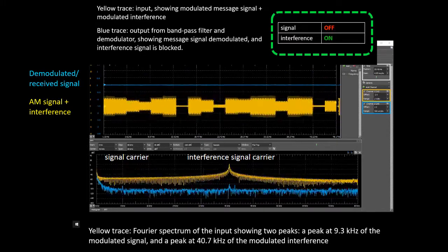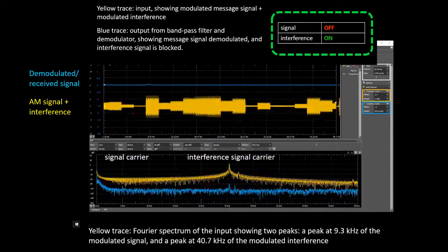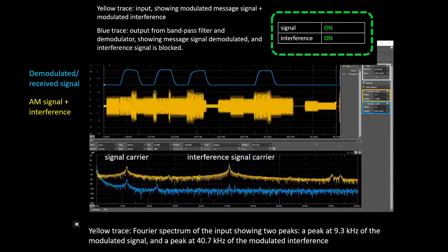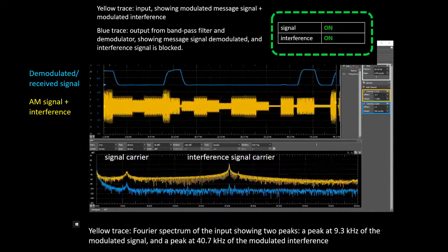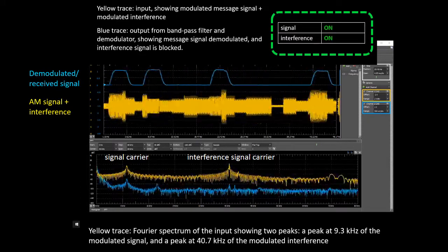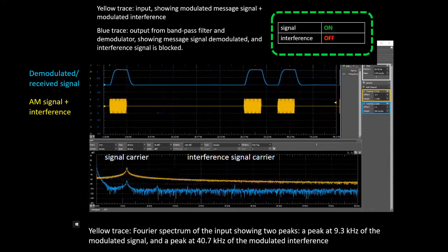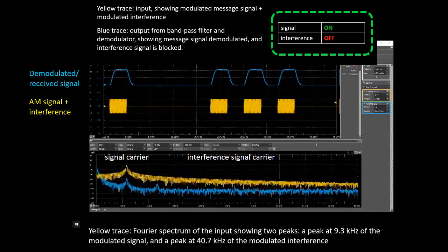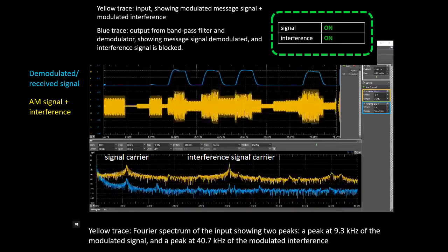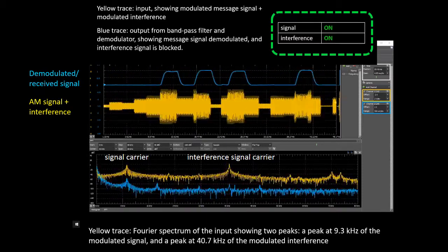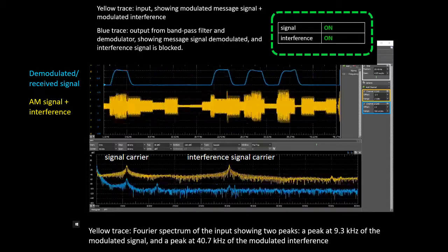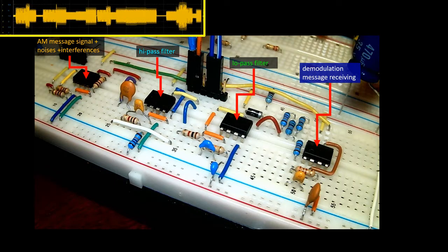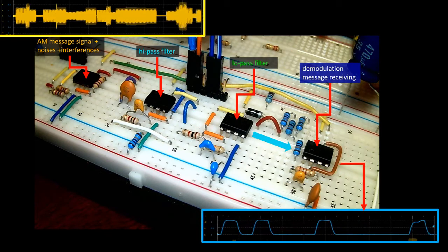In the following, the signal and the interference are alternately turned on and off as indicated in the top right box. When the signal is off, its Fourier peak disappears, and the blue trace, top, shows only the desired data being received, and no interference data seen. When the interference is off, the demodulated signal blue trace is shown to faithfully represent the data. The roles of Lab 6 circuits are shown here. The signal with noises and interferences is input into successive bandpass filters, and lastly demodulated to output the restored signal.